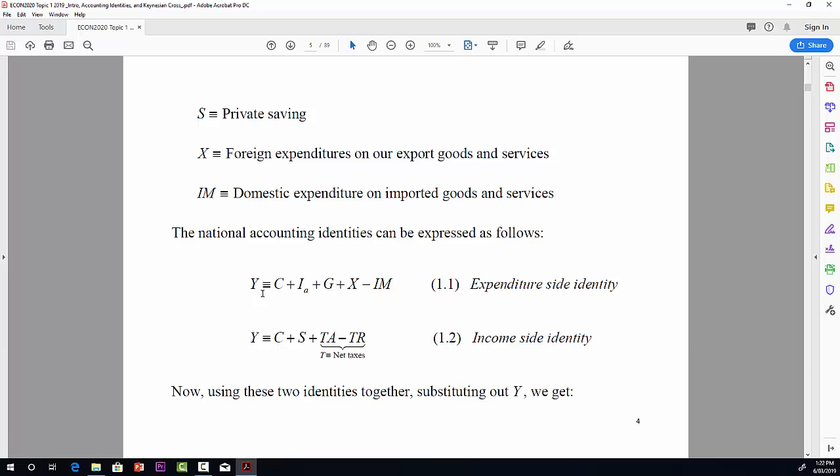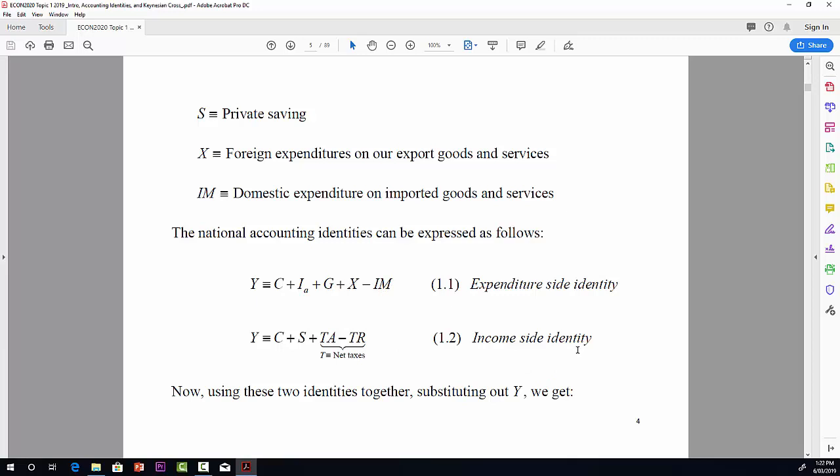So the expenditure side identity, which I believe everybody has seen before, is that GDP is equal to consumption expenditure plus actual investment expenditure plus government expenditure plus exports minus imports.